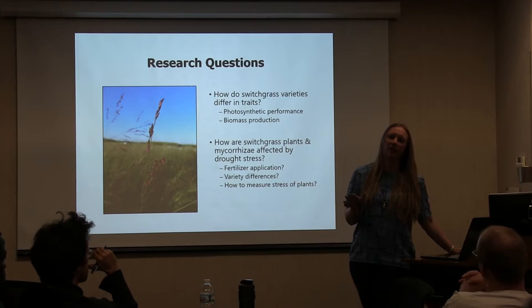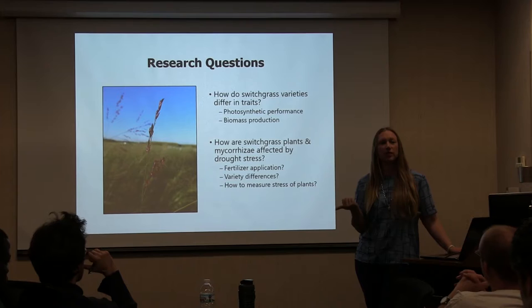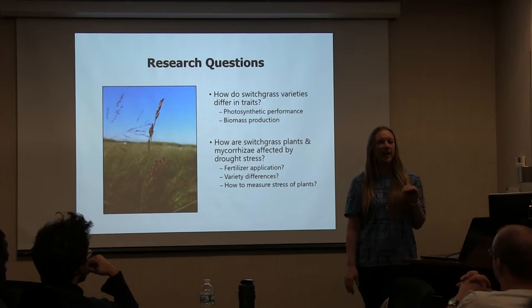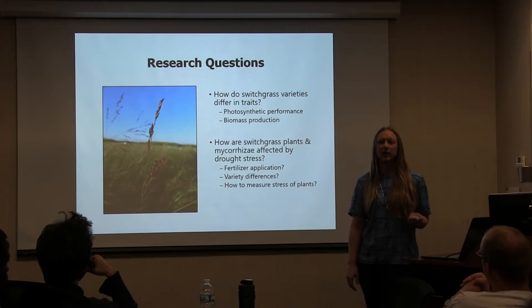And in this project, we actually constructed artificial precipitation removal shelters over the fields. So we removed about 75% of precipitation all through the growing season. And I wanted to know, I could measure soil moisture really easily, but I wanted to know if we could measure any response in the plants to that level of stress, and if that differed between varieties.